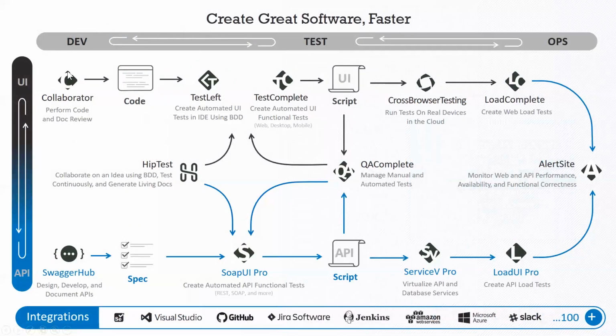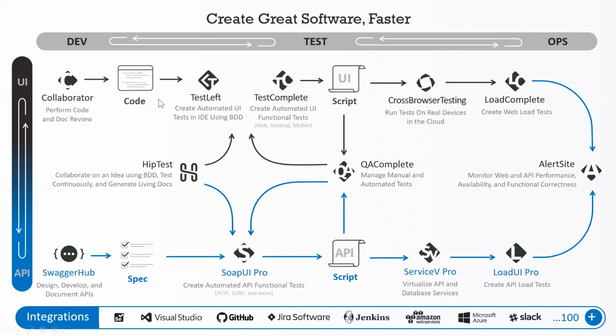So you can see at the UI layer, from a development, testing, and operations perspective, we have tools for code collaboration, and for running automated UI tests from your own IDEs, so from a shift-left perspective, across your web, desktop, and mobile, and then running those on real devices and cloud as well through an integration with CrossBrowserTesting.